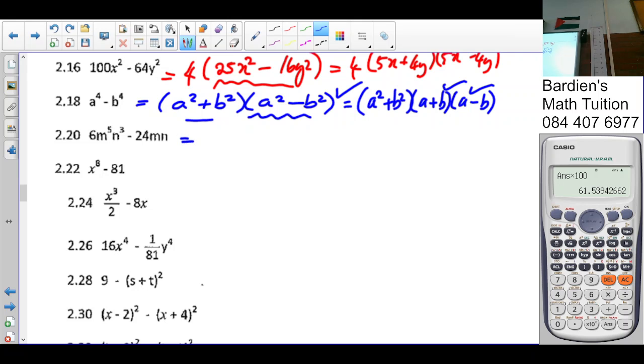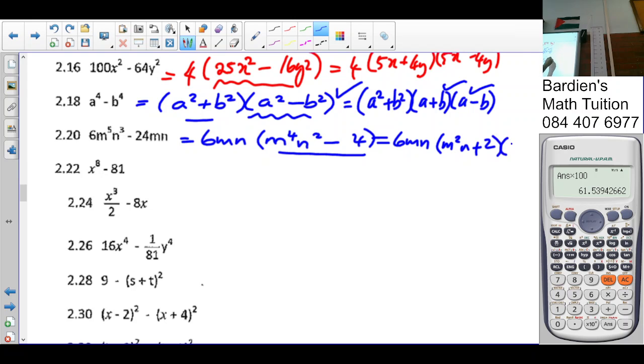Let's do the next one. It's going to be 6mn. What are we left with? m to the exponent 4 n squared minus 4. What can be done inside the bracket now? Difference of 2 squares again, not so? So it's going to be 6mn into m squared n minus 2 or plus 2, m squared n minus 2. Okay? Anyway, next one.